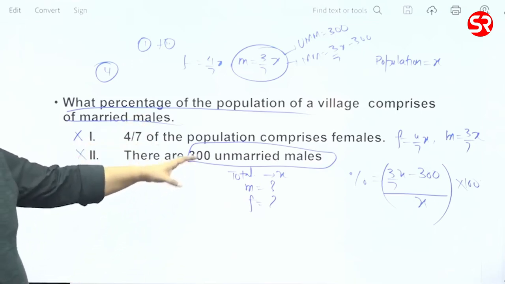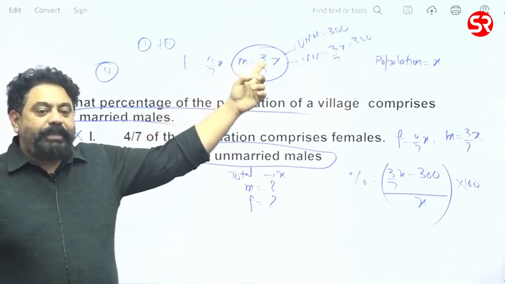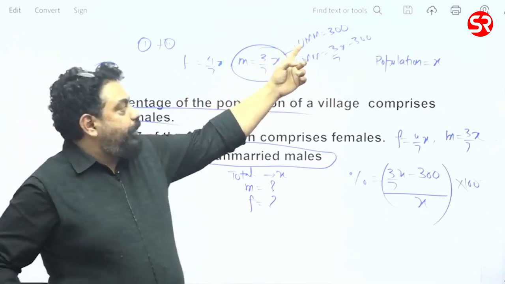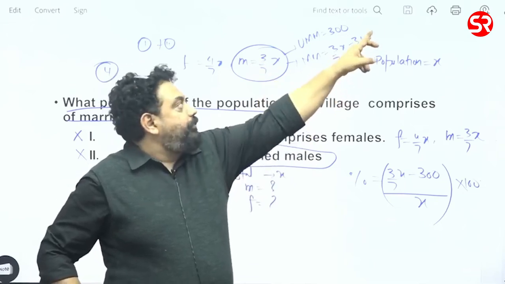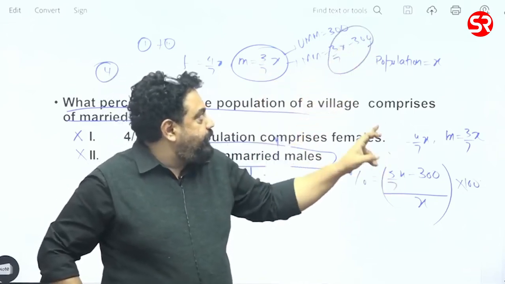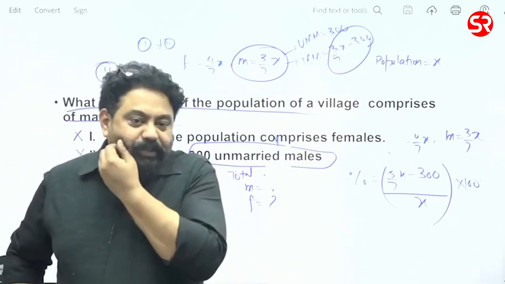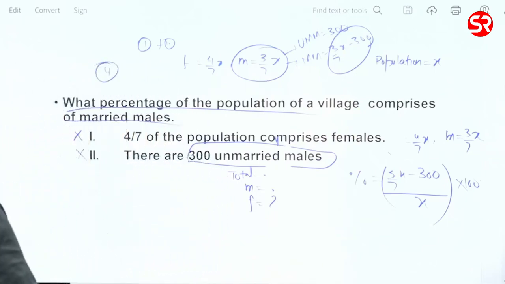If I mix them together, I get females as 4 by 7 times X, males as 3 by 7 times X. इसमें से unmarried males are 300. So married males would be 3 by 7 times X minus 300. If you want to find total percentage, percentage would be this, which cannot give us answer because X is not known. So you can write total population is not known. So how many type of males are there? Married males, unmarried males, widows. That also is not specific. So question does not even make any sense, isn't it? You can say that as well. Clear?